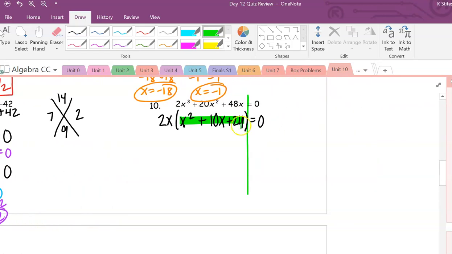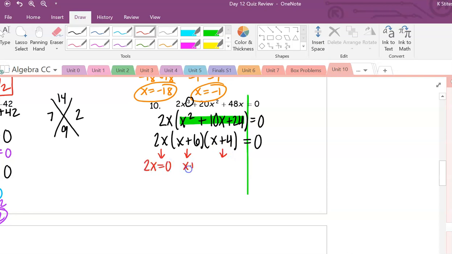We are multiplying to 24 and we are adding to 10. And those numbers are a positive 6, so x plus 6, and a positive 4, x plus 4, equals 0. Now remember, this had a cube, so we should expect to have 3 different solutions, and we will, because we have 3 different places where there are x's. Go ahead, set each part equal to 0.